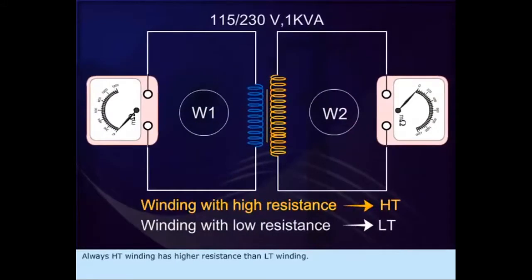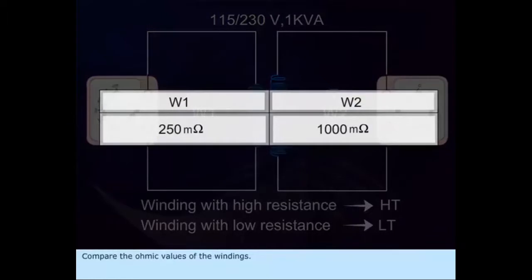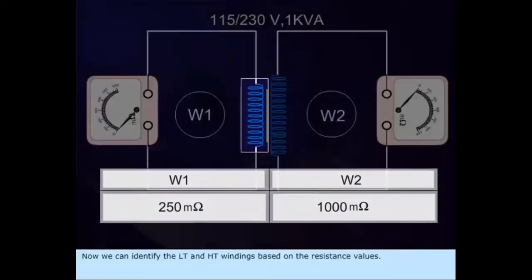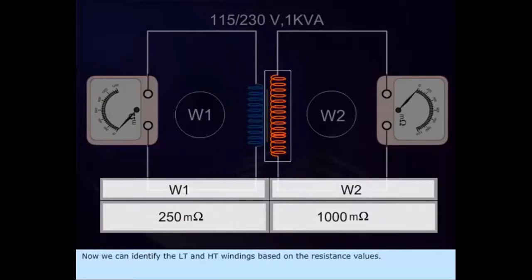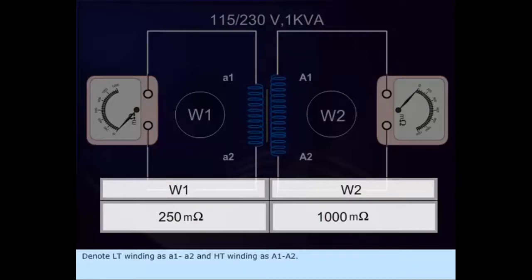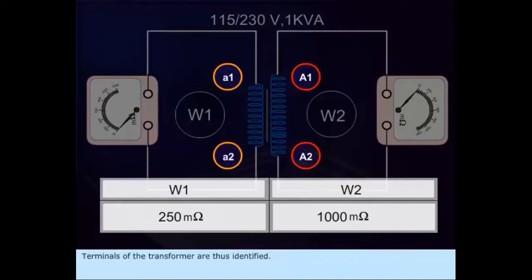Always HT winding has higher resistance than LT winding. Compare the ohmic values of the windings. Now we can identify the LT and HT windings based on the resistance values. Denote LT windings as small a1 to a2 and HT winding as capital A1 to A2. The terminals of the transformer are thus identified.